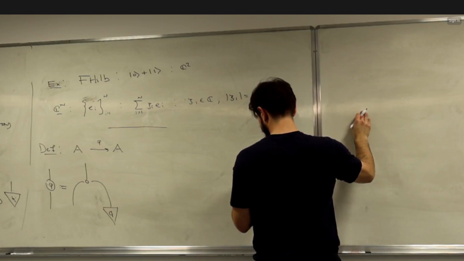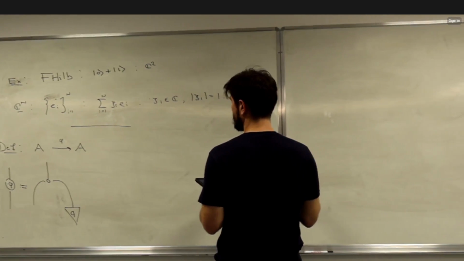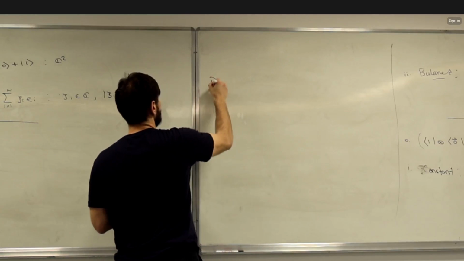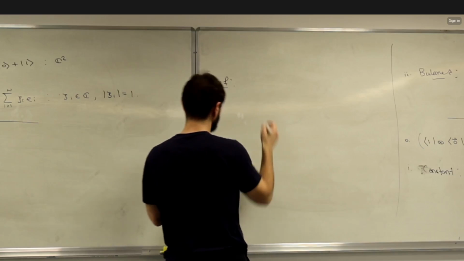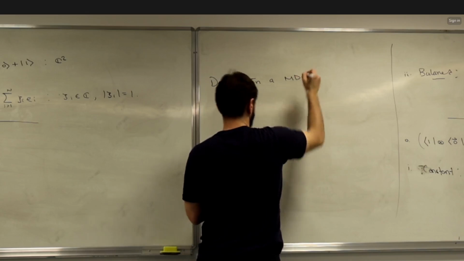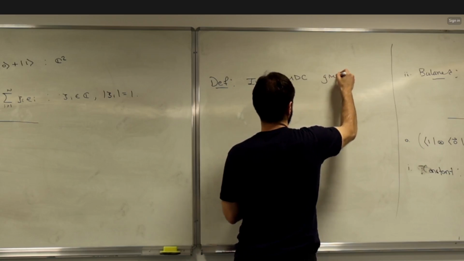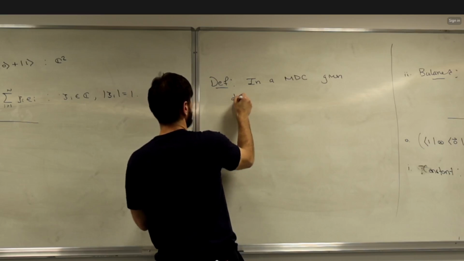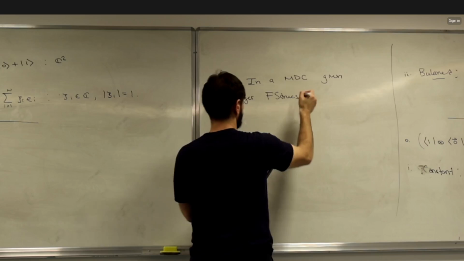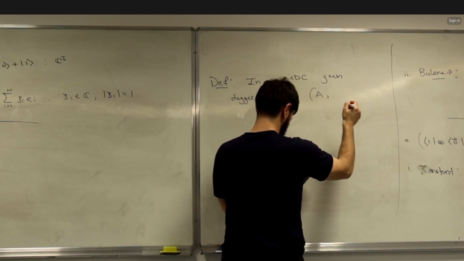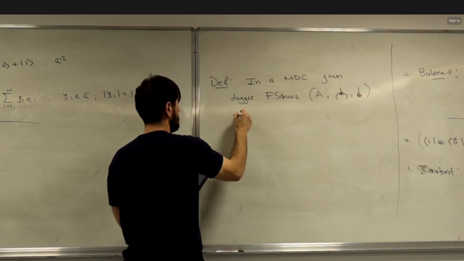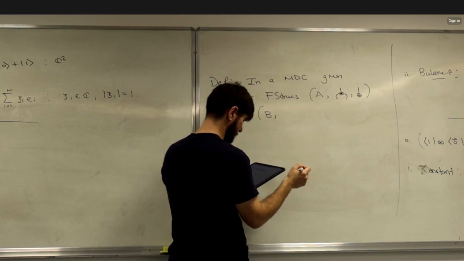Yeah, we have to define some other stuff as well. So if we want to talk about this Deutsch-Jozsa, we need to introduce the notion of an oracle. So in a monoidal dagger category, I will be lazy. Given dagger Frobenius structures A and B, I guess this is the same thing with white.